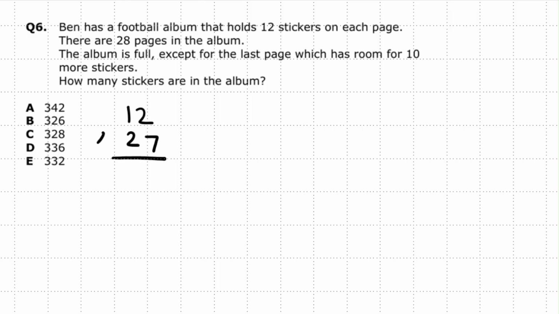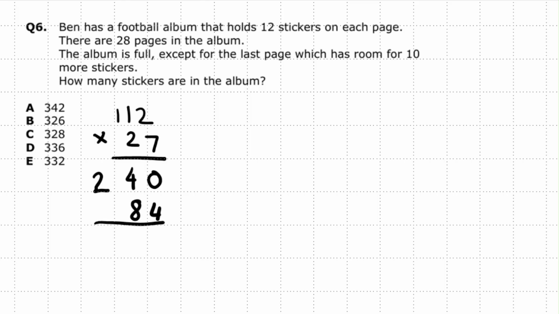So the 7 is going to be replaced by a 0 because we're timesing the 20. So 2 times 2 is 4. 2 times 1 is 2. Now we can do the ones. 7 times 2 is 14. The 4 is here and the 1's here. 7 times 1 is 7 plus 1 is 8.